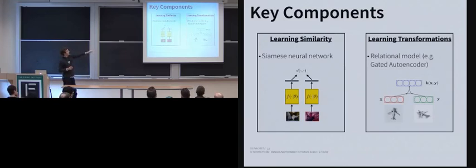Part two is that you're not just going to compute a static similarity measure, you're going to allow the images that are being compared to transform in the style of mental rotation. And what we do here is we use a type of model called a relational model.